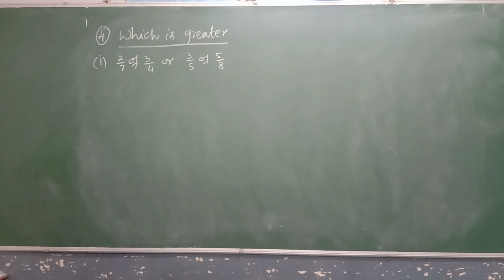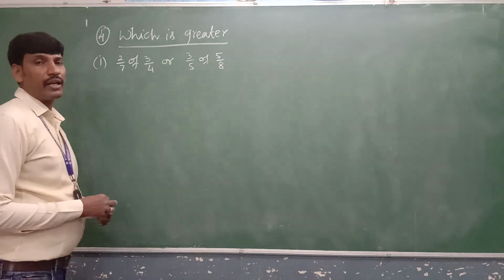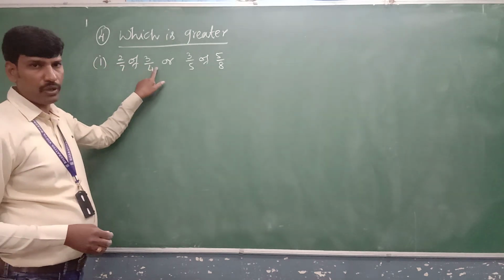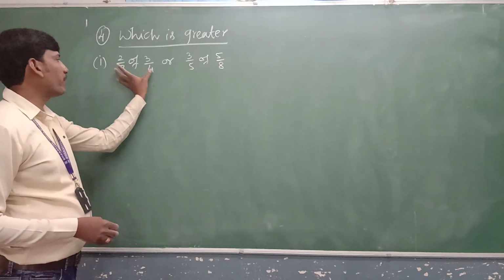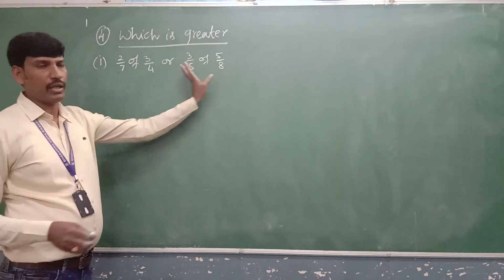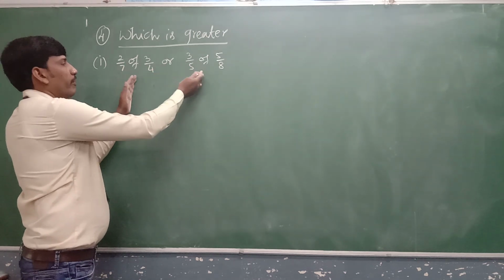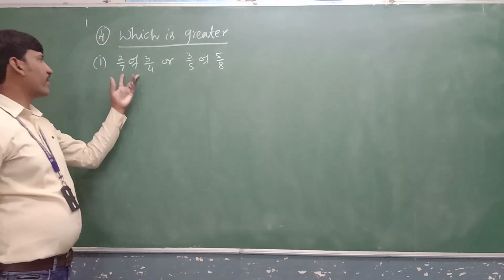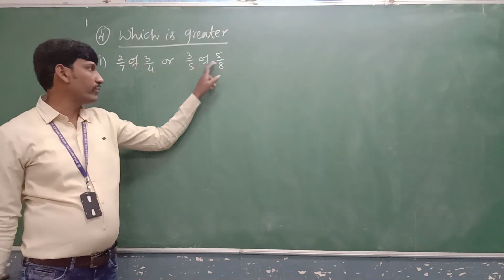Now children, let us discuss the fourth question, which is greater. The question is 2 by 7 of 3 by 4 or 3 by 5 of 5 by 8. This is one part, this is one part. Clear? This is one question in total. Out of these two, we are going to compare these two fractions. Here they have given 2 by 7 of 3 by 4 or 3 by 5 of 5 by 8.